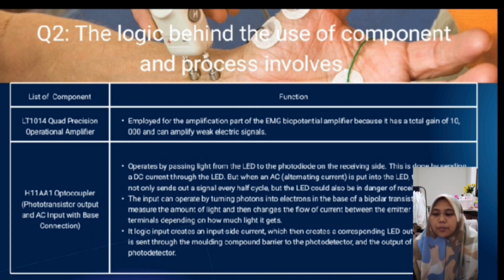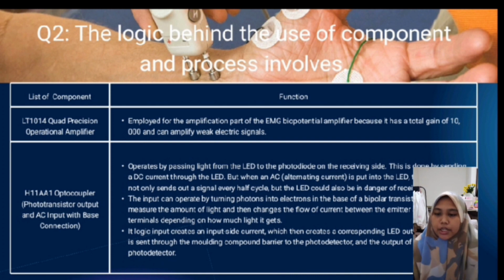The input can operate by turning the photon into electron in the base of a bipolar transistor. It uses this to measure the amount of light and then change the flow of the current between the emitter and the collector terminal depending on how much light it gets. It also has a logic input that creates an input side current which creates a corresponding LED output. This output is sent through the molding compound barrier to the photodetector and the output of the receiving photodetector.